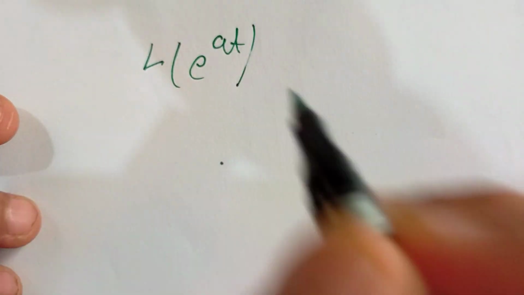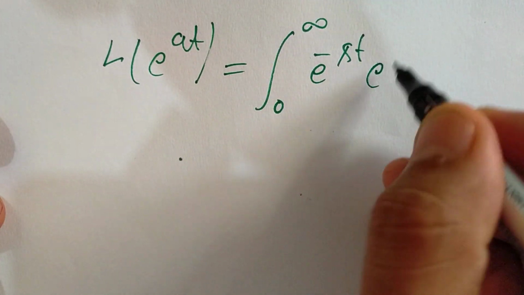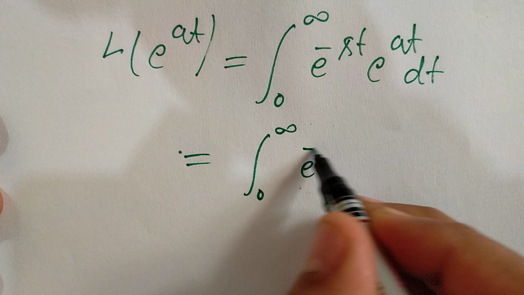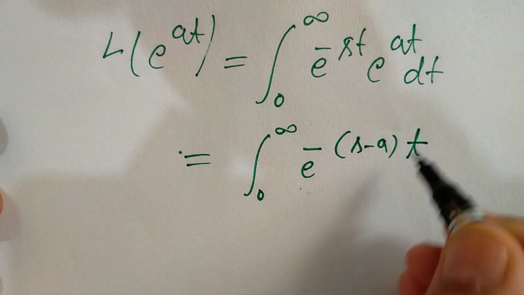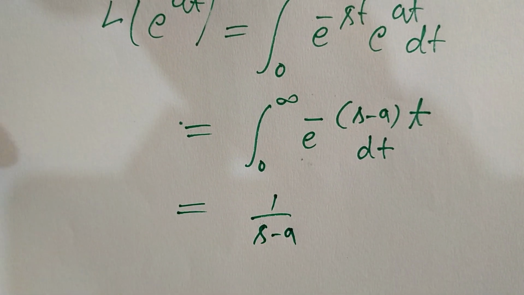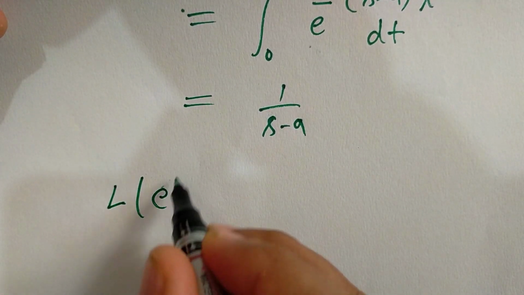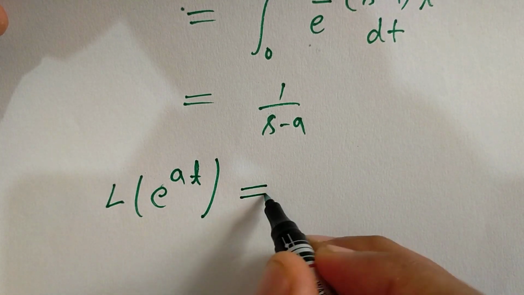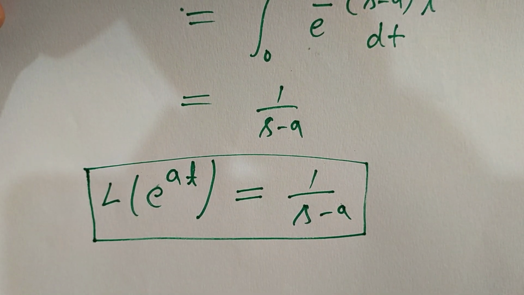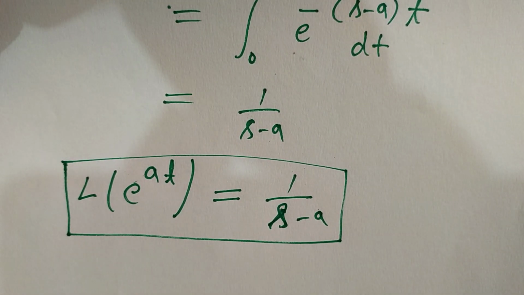Let us see the Laplace transform of the exponential function e power at. Using the definition we can write the integral from 0 to infinity of e power minus st and e power at dt. So this will be the integral from 0 to infinity of e power minus (s minus a)t dt. If you integrate, we get 1 upon s minus a. So we have Laplace of the exponential function e power at equals 1 upon s minus a. So this is the Laplace of e power at.